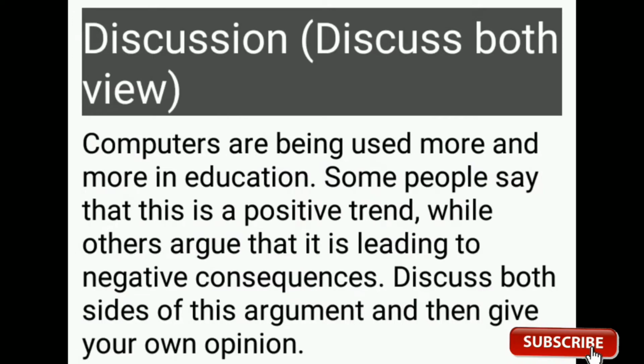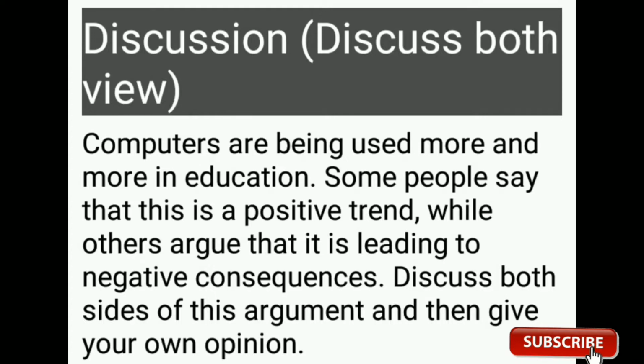So an example of a discussion, or discuss both views, type essay can be like this. Computers are being used more and more in education. Some people say that this is a positive trend, while others argue that it is leading to negative consequences. Discuss both sides of this argument. Now, if they only ask you to discuss both sides of the argument, you know that is a two-sided discussion essay.